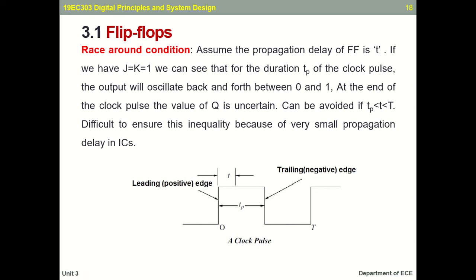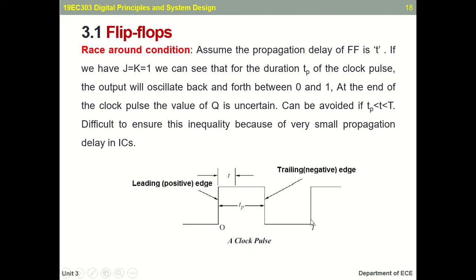So the race around condition is the one where your J and K inputs are both equal to 1. We can see that for the duration of the clock pulse TP, the output will oscillate. The output will keep on toggling from 0 to 1 and 1 to 0, 0 to 1, 1 to 0, like that. It will be like the celebration lights which you keep switching on and off, right? So that is the oscillation between 0 and 1. At the end of the clock pulse, the value of Q is uncertain.